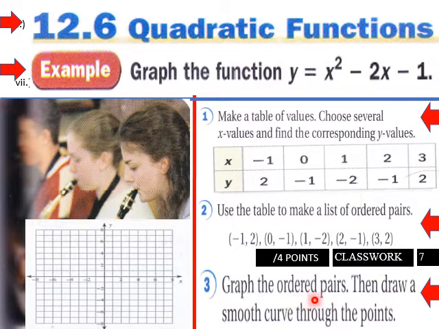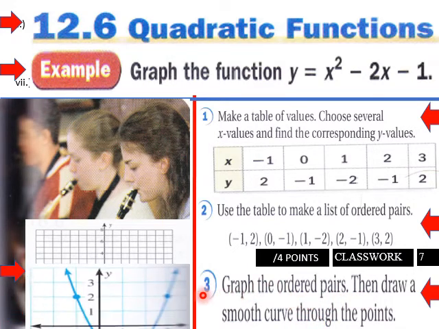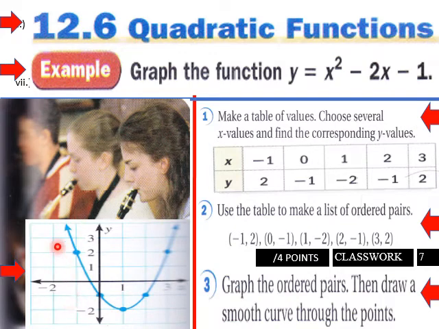Now graph the ordered pairs, then draw a smooth curve through the points. When we do that, we come up with this parabola. Here is our plot for our ordered pairs. When x equals negative 1, y equals 2. When x equals 0, y is negative 1. When x equals 1, y equals negative 2. When x equals 2, y equals negative 1. And when x equals 3, y equals 2.